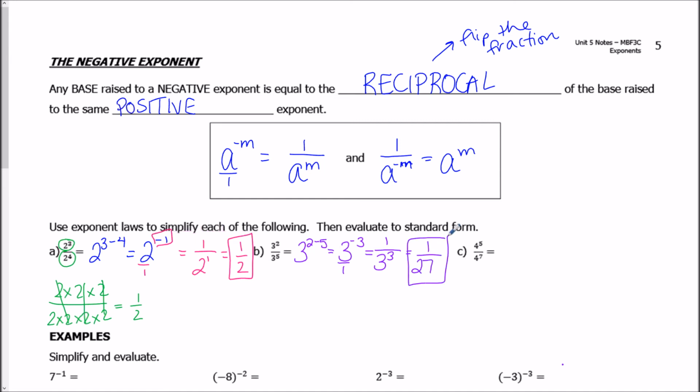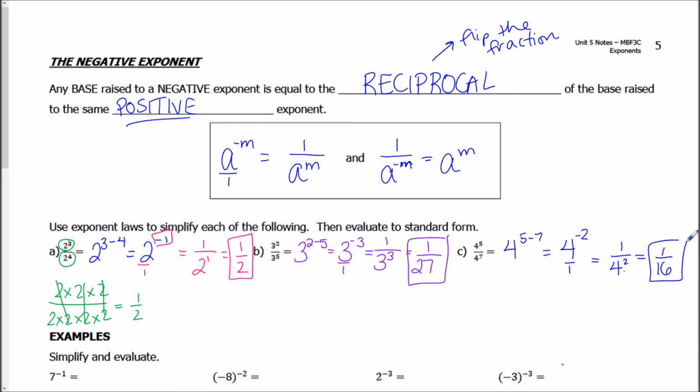Okay? All right, and then the last example that we have here is 4 to the power of 5 divided by 4 to the power of 7. So I need to subtract my exponents, so I get 4 to the power of negative 2. So I'm going to do the reciprocal of this number, so I get 1 over 4 to the power of positive 2, because don't forget it becomes a positive exponent. And then 4 to the power of 2 means 4 times 4, which is 16. So I get 1 over 16.